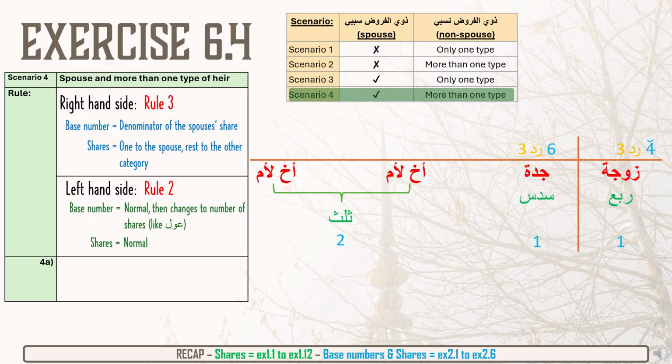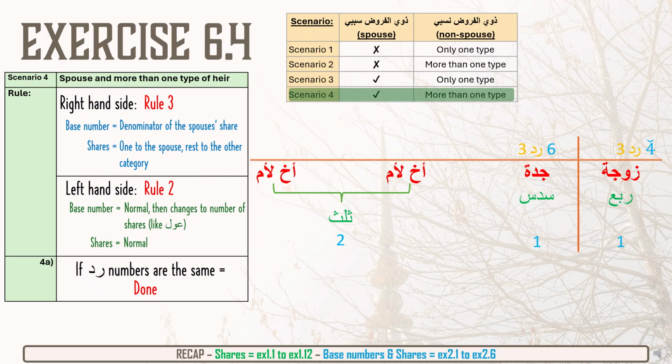So just to go through the left hand side again, the base number will be initially 6, you give out the shares 1 and 2, then you write radd 3 since that is how much we've done on this left hand side. Now we need to decide what to do next. And how do you do that? Well, you check. This is example 4a. Okay, and what's the check that we do? If the radd numbers are the same, then no further action is required.